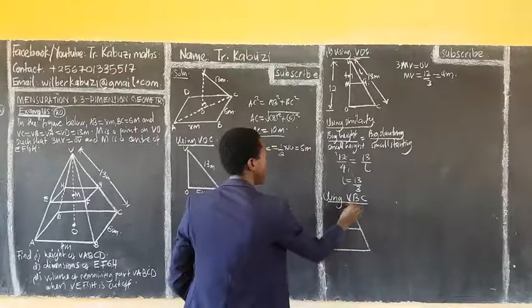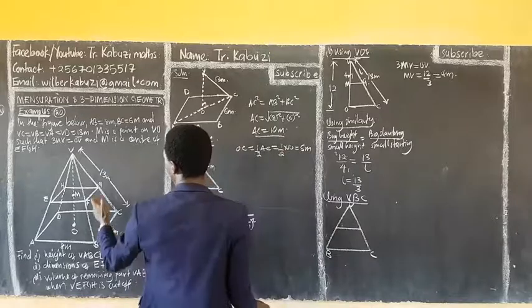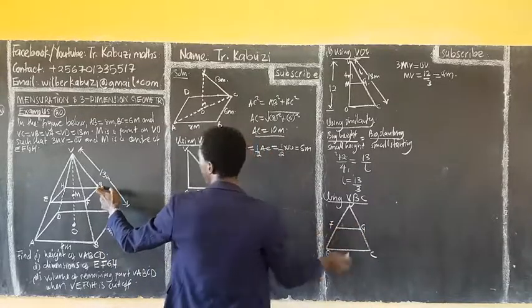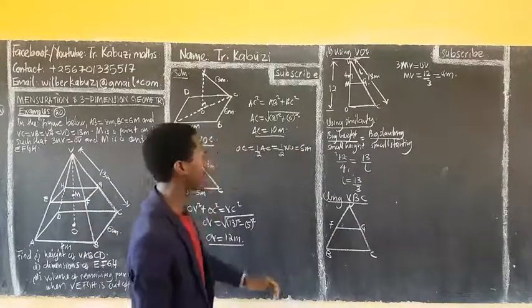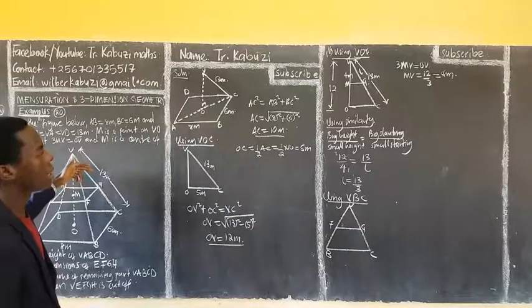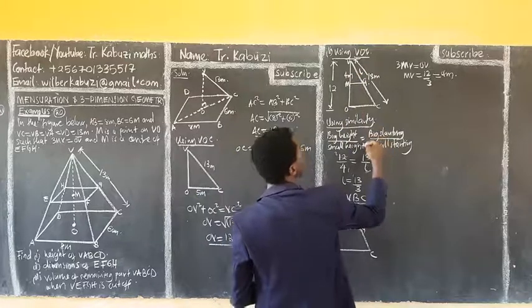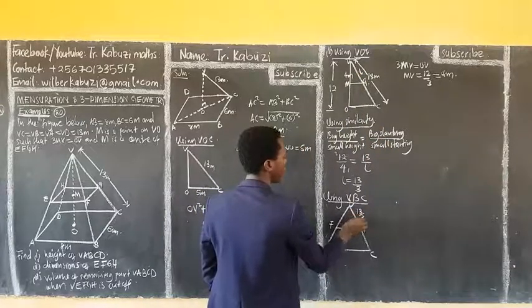So V, this is V, BC. Note that it has G here, it has F. I'm interested in this dimension FD. Now I know that my VD here, I have my VD as L. This VD is L, so my VD there is 13 over 3.